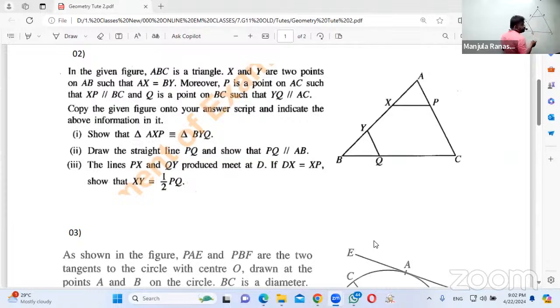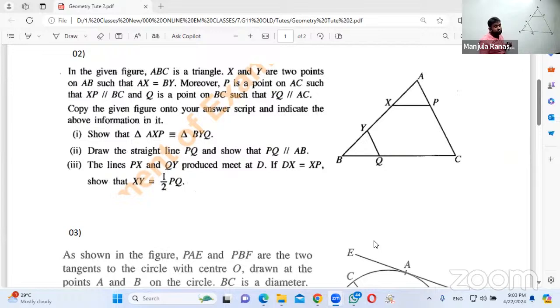Right. See there. Now read the question and mark the additional information on the sketch. In the given figure, ABC is a triangle, that is fine. X and Y are 2 points on AB such that AX equals BY. See that, that is not marked here. AX equals BY, so you can mark it with the same sign. AX equals BY.